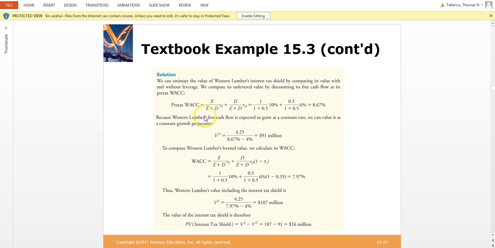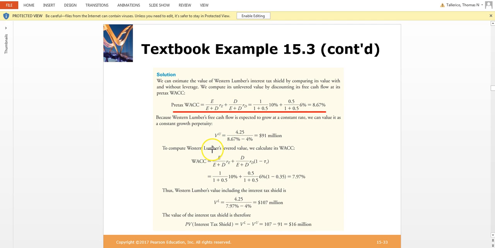And here's the equation we saw before. This is the pre-tax weighted average cost of capital. So we can solve that, and once we get that at 8.67, we'll take that weighted average cost of capital and put that in our unlevered valuation equation here.